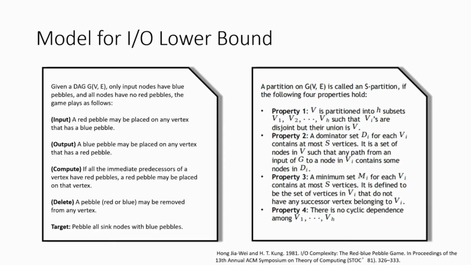Our work is based on the red-blue pebble game, which is a classical I/O complexity research model. The rules of the game and how to determine the expectation are given below. What we need to make clear here is the meaning of several symbols. J represents a graph and S represents an expectation. V is the vertex set of J and Vi is a subset of V. Definitions of the dominator set and the minimum set are shown in properties 2 and 3.